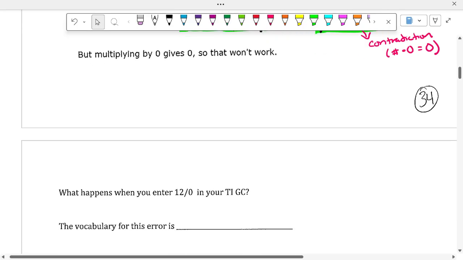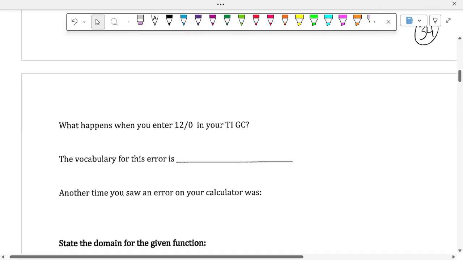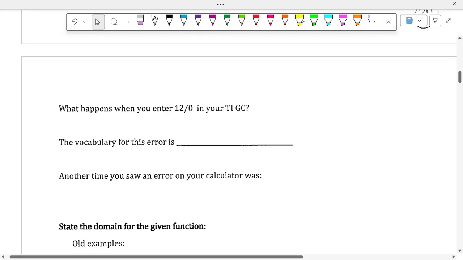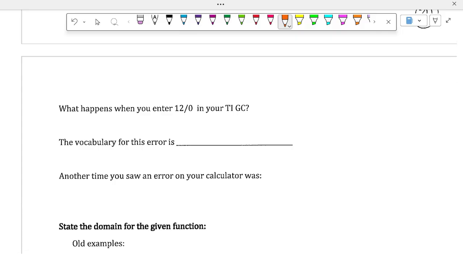So that's why we can't divide by 0. It just doesn't work. So, in your calculator, there are two things that it may tell you. It may tell you syntax, or it may tell you dividing by 0. Both pretty much mean the same thing.